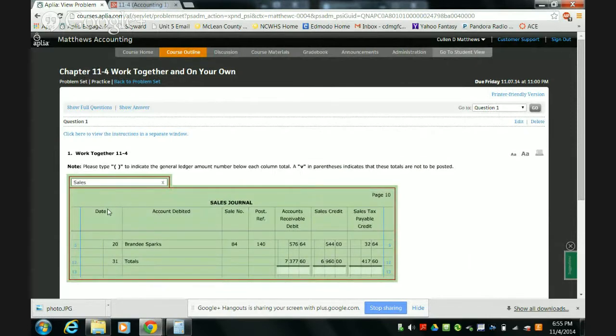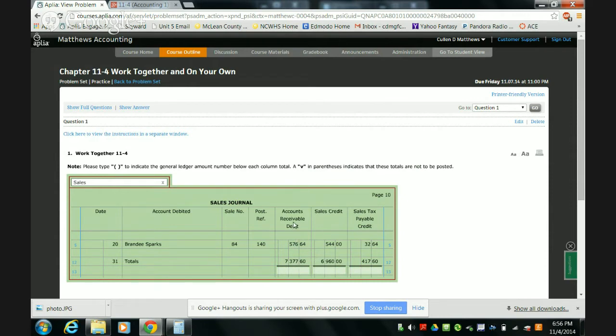Looking at this here, with Brandy Sparks, we've already posted this individual transaction to her account. We haven't posted it to accounts receivable, sales credit, or sales tax payable yet. We've only done it to her account. So we've got our totals here at the bottom of our journals, and we'll post those to their individual account numbers.